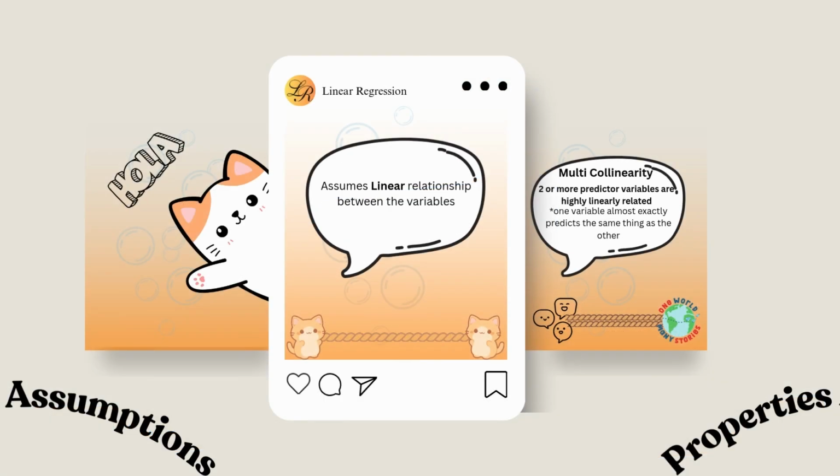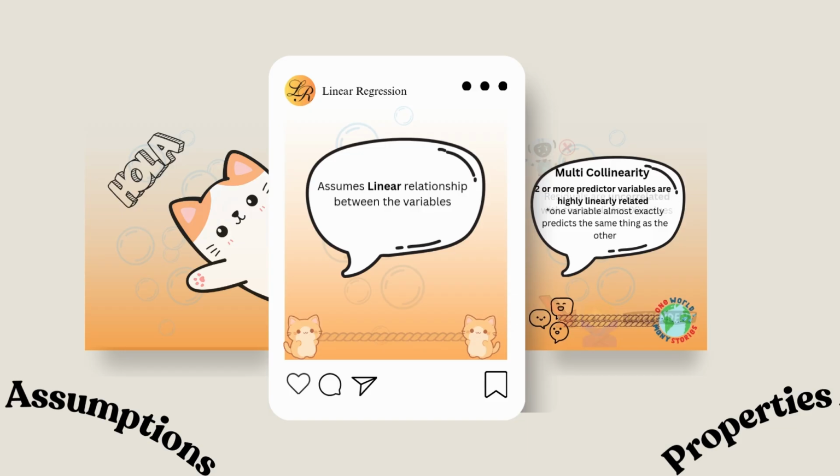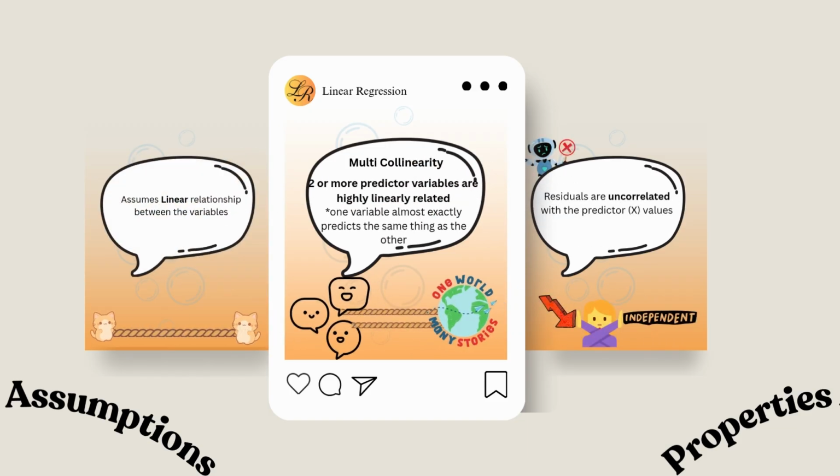Now let's look at some of the properties and assumptions of linear regression. We assume that the relationship between the predictors and the response is linear in parameters. This doesn't mean that the data itself has to form a perfect straight line, but the model equation is linear in the coefficients. Second property, multicollinearity.